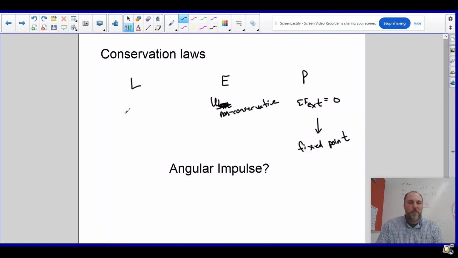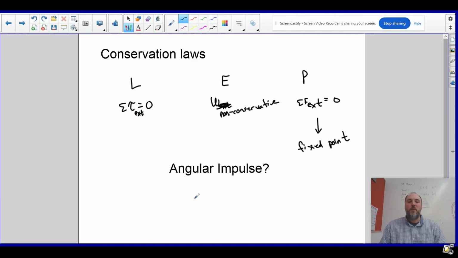And then angular momentum, as long as the sum of the external torques is zero, then we would expect angular momentum to be conserved. Okay? So every new problem that I face, I always go through my LEPs. I check, is angular momentum conserved? Is energy conserved? Is linear momentum conserved? And then I decide how I want to attack that problem.